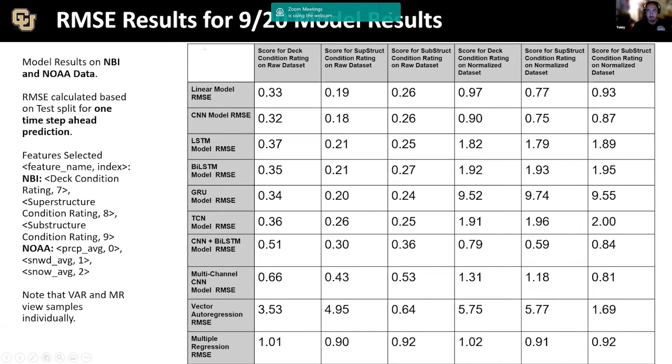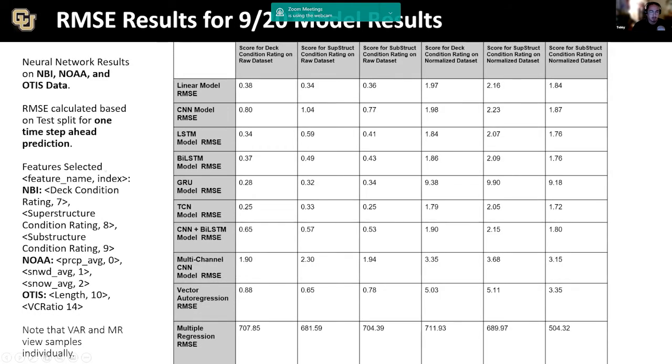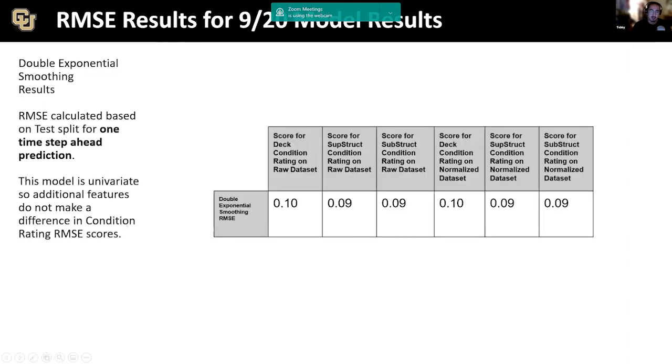This is the NBI with NOAA. You can see a similar trend here for the CNN and TCN. This is NBI with Otis. You can see a similar trend there. I don't want to spend too much time on the numbers, but you can see the same trend of the CNN and TCN performing best when measured against RMSE of the other models.